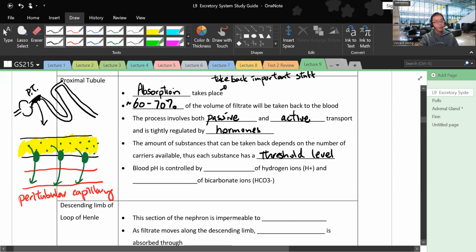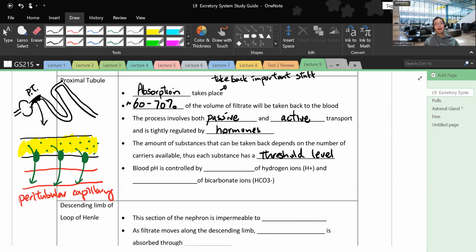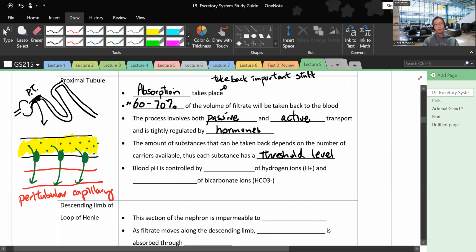Now, the threshold level will be different for different substances. For some substances you will have more carriers available. For some you will not have as much. So the threshold level is different. But the point is, there's going to be some kind of maximum amount that you can take back. All right. So let me try to apply this for you.